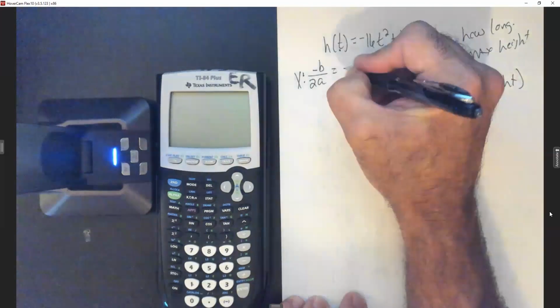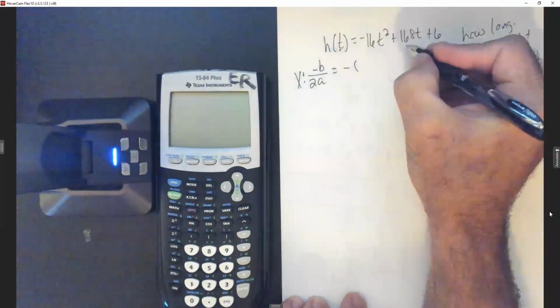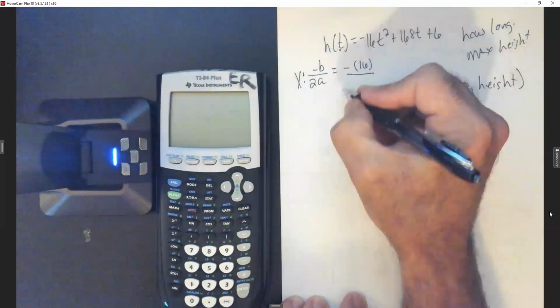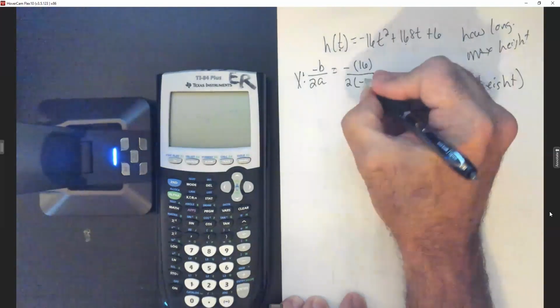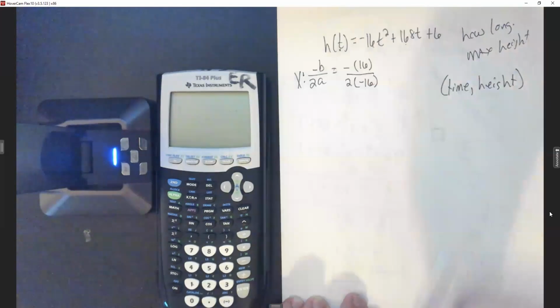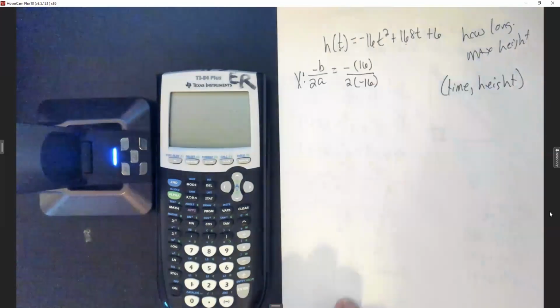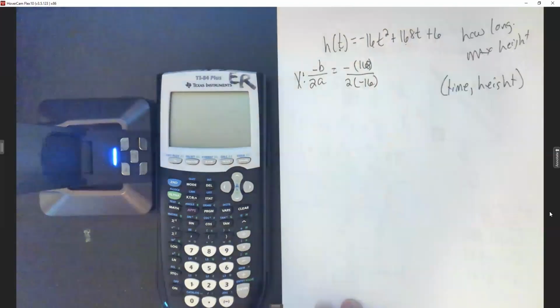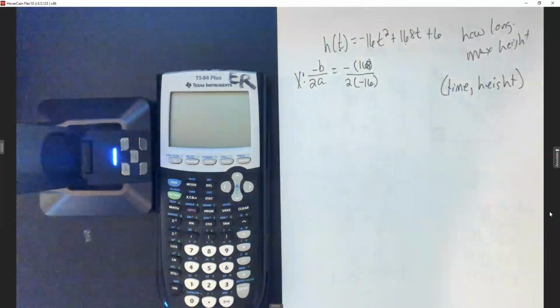So -b, which is 16, divided by 2 times a, which is a -16. Oh, hold on. I did bad. My b is supposed to be 168. Okay, can't read my own writing. I was about to say that was going to be a quick rocket.